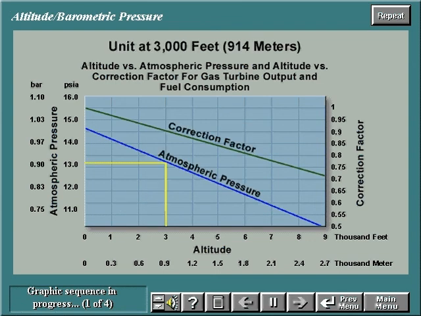For example, a unit installed at an altitude of 3,000 feet would require an atmospheric pressure correction of approximately 13.2. The correction factor for the output and fuel consumption would be approximately 0.91. If a gas turbine with a nameplate rating of 100 megawatts is installed at this altitude, the expected output would be 100 times 0.91, equaling 91 megawatts.